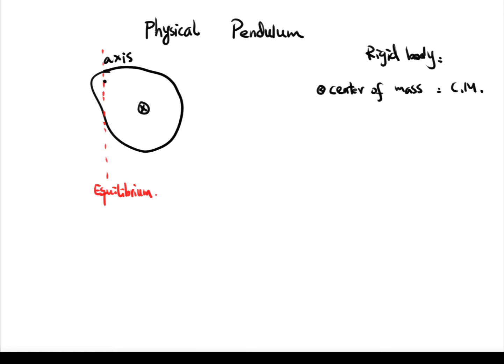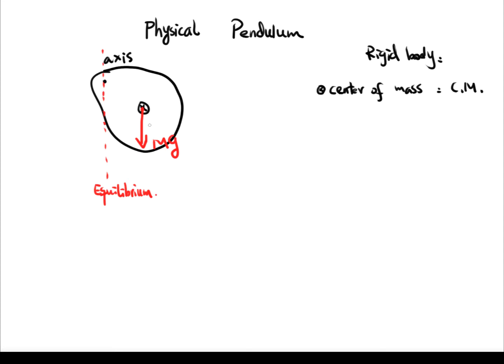Let's draw a free body diagram for this rigid body. Gravity is acting at the center of mass. So that's mg, where m is the mass of the rigid body. That's all the force we have acting on this rigid body, and the driving force for the simple harmonic motion is this gravity.